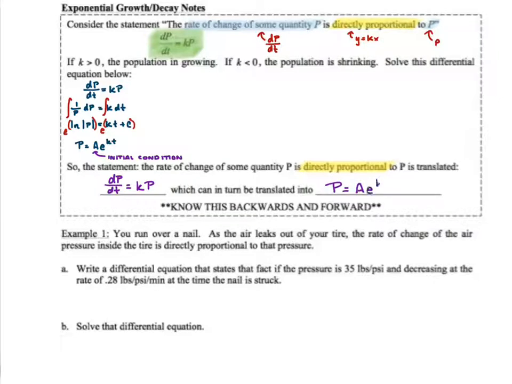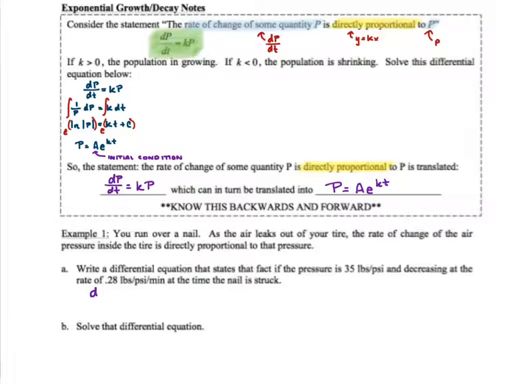You might remember p equals a e to the kt from when you were doing compound interest in Algebra 2. Do you remember the p e to the rt formula from back then? It's the same thing, because the rate is directly proportional to the value that you have in the bank at that time. So that's why compound interest uses that formula as well.